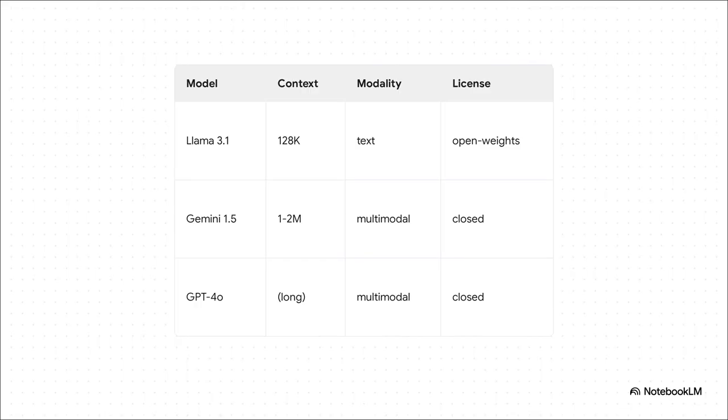The scale of progress here is just staggering. I mean, just a few years ago, a context window of 2,000 tokens was considered normal. Today, we've got models like Llama 3.1 handling 128,000 and Gemini 1.5 Pro pushing 1 to 2 million tokens. That's like feeding it an entire book series or hours of audio in one go. And look at the modality column. We've gone from just text to fully multimodal systems like GPT-4o that can handle text, images, and even real-time audio, all at the same time.